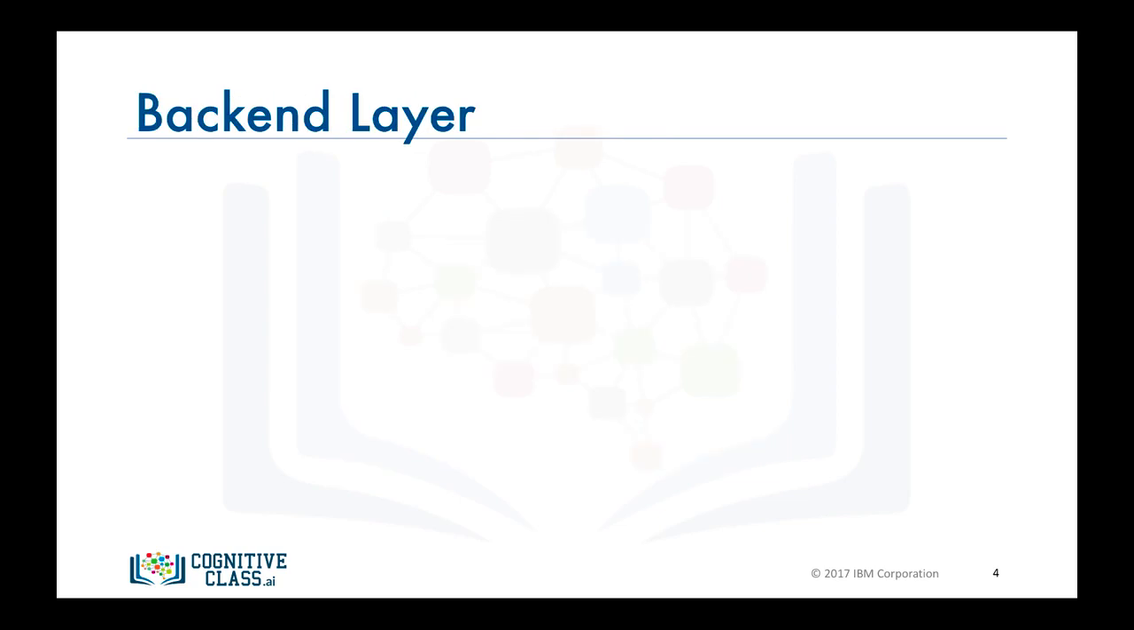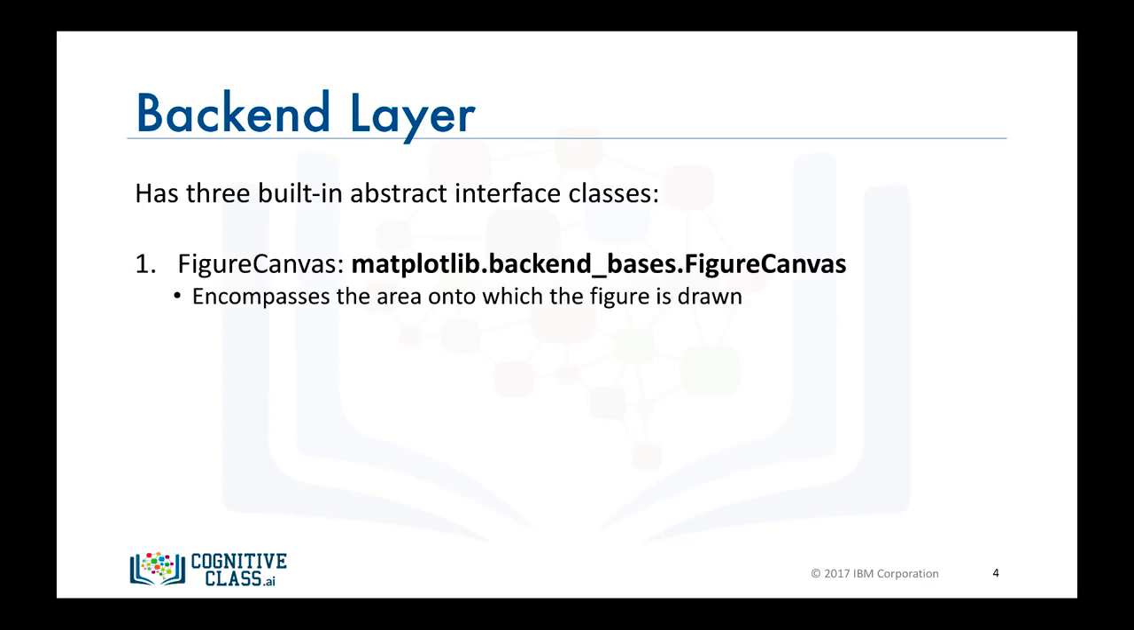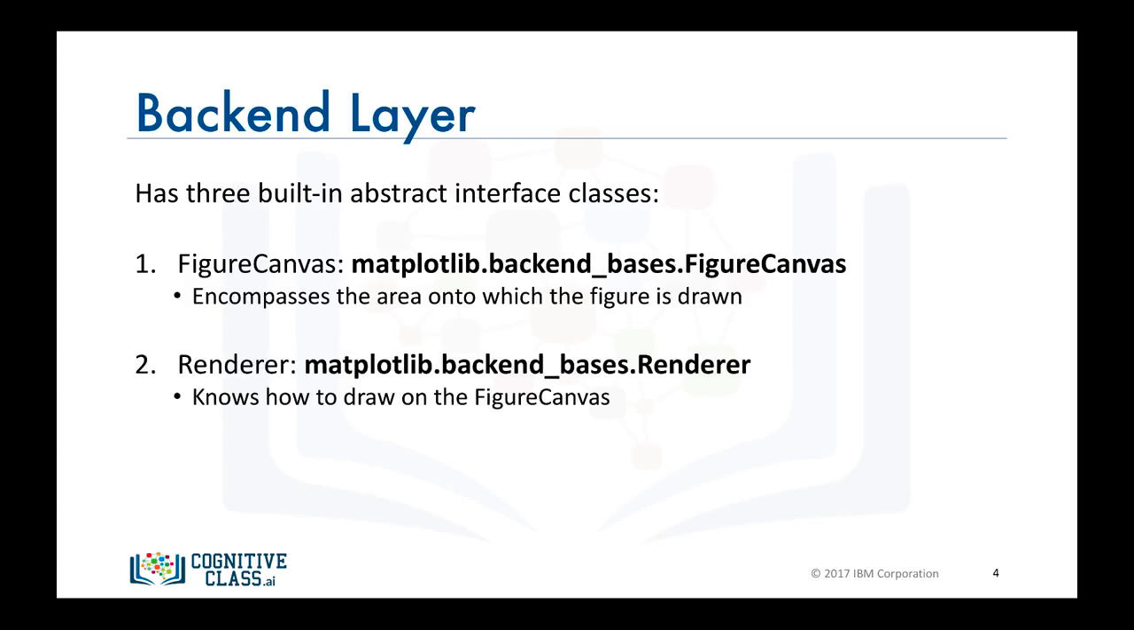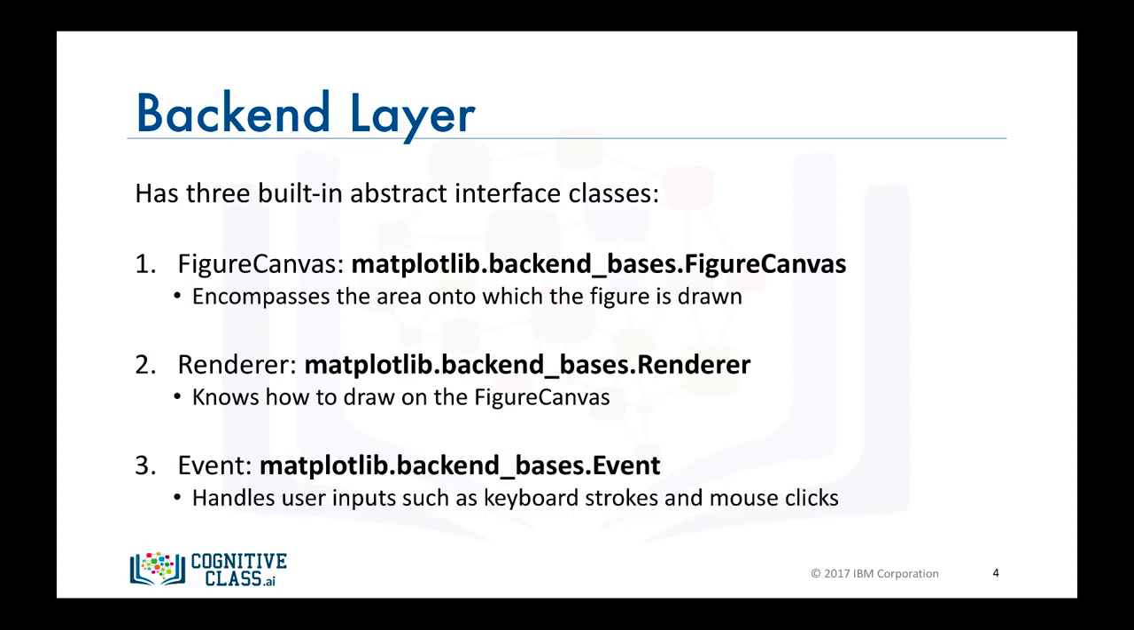So the backend layer has three built-in abstract interface classes: figure canvas, which defines and encompasses the area on which the figure is drawn; renderer, an instance of the renderer class knows how to draw on the figure canvas; and finally event, which handles user inputs such as keyboard strokes and mouse clicks.